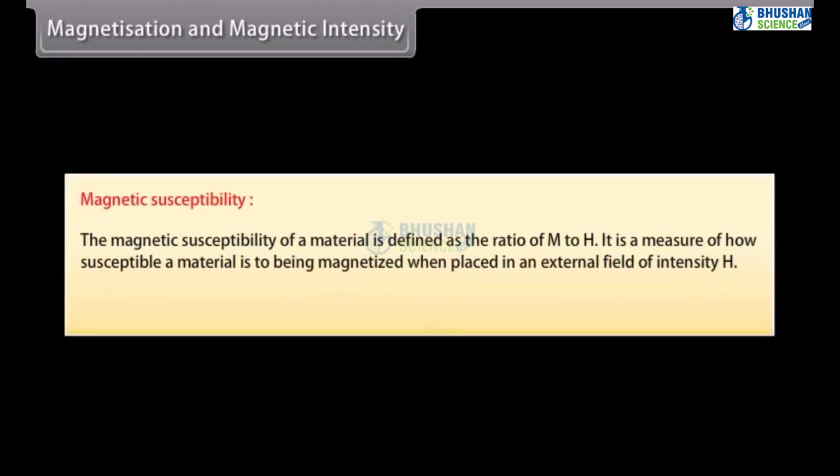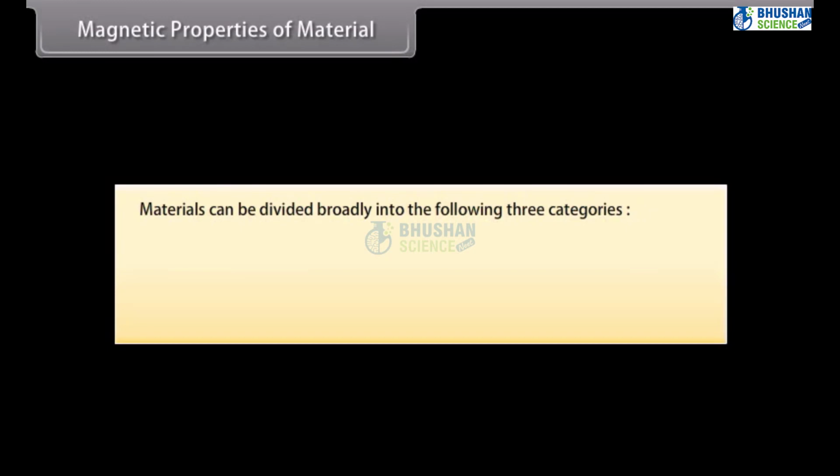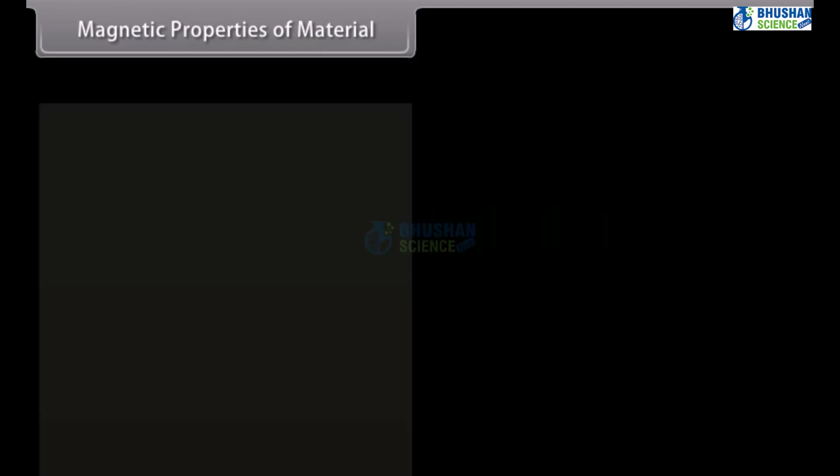The magnetic susceptibility of a material is defined as the ratio of M to H. It is a measure of how susceptible a material is to being magnetized when placed in an external field of intensity H. M is equal to the product of Xi and H. Magnetic properties of material. Materials can be divided broadly into the following three categories: diamagnetic substances, paramagnetic substances, ferromagnetic substances.